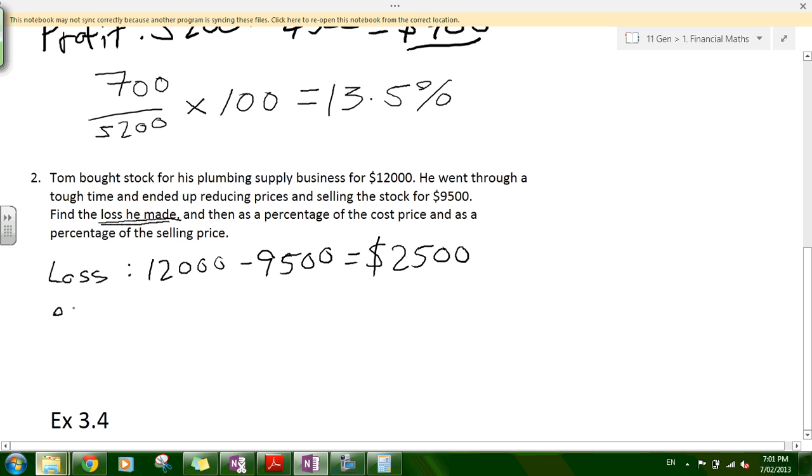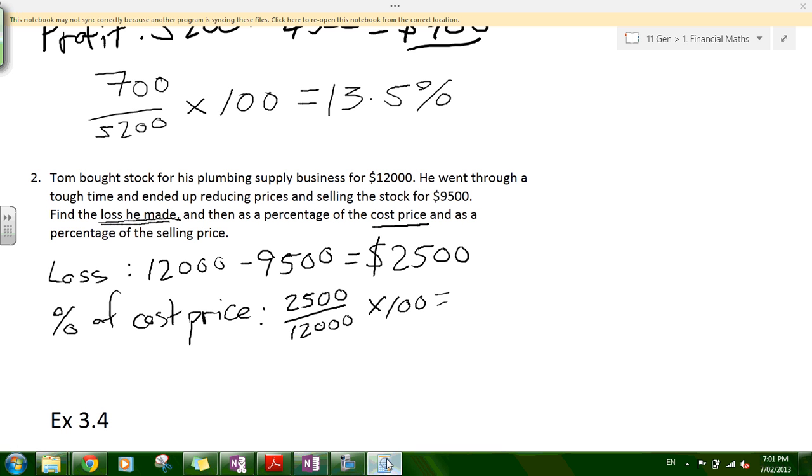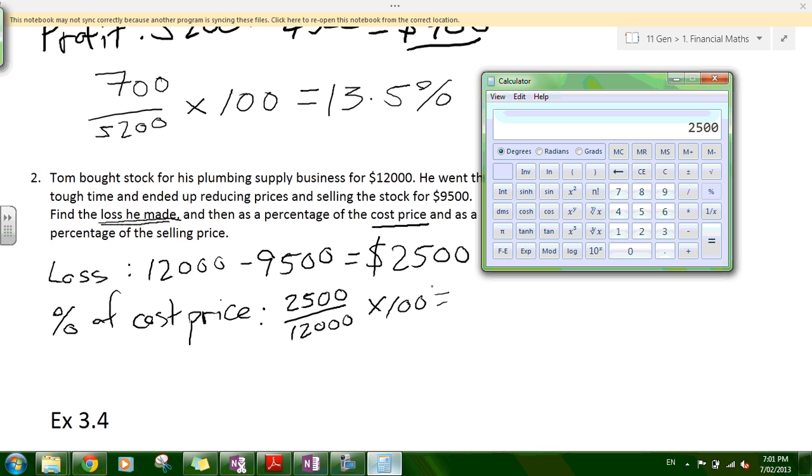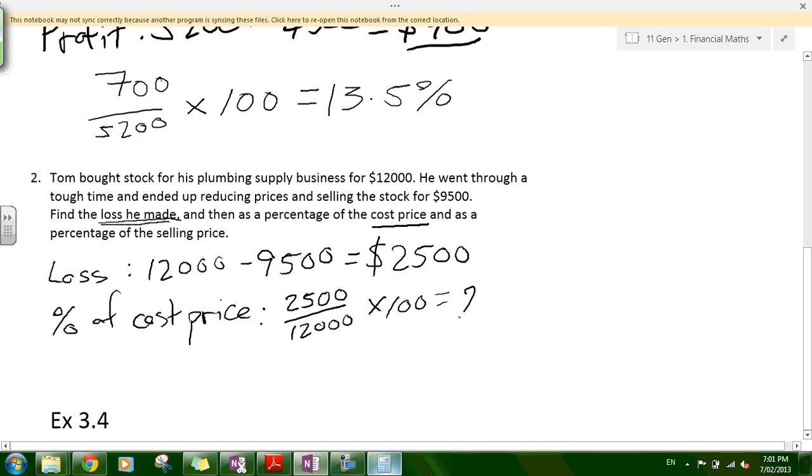So that's the first thing. Now we want to find it as a percentage of the cost price. So let's do that. We can find that very easily. $2,500 divided by cost price, which is 12,000, times 100. 2,500 divided by 12,000 times 100 is equal to 20.8%. Or we can just say it's 21%, close enough, nearest percent.